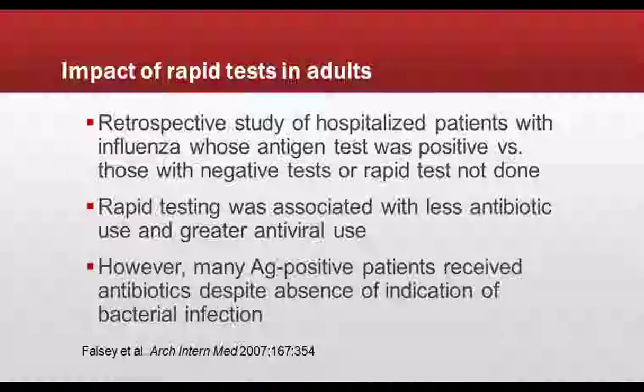So just a couple of quick slides, the impact of making a diagnosis. Just two short studies that look at rapid testing for influenza in adults and children. First, in adults, this was a retrospective study of hospitalized patients with influenza whose antigen test was positive compared to those who had negative tests. The rapid test was not done, but they had influenza. Those who had the rapid test that was positive, they had less antibiotic use, greater antiviral use. That's good for the patient. However, many antigen-positive patients still received antibiotics despite the absence of an indication.